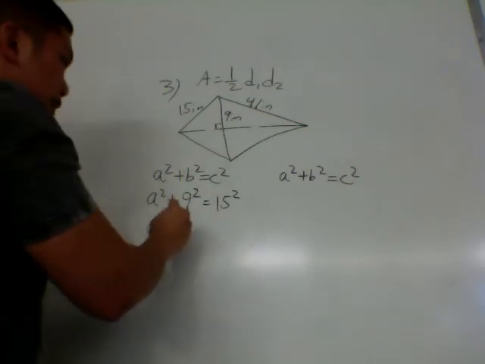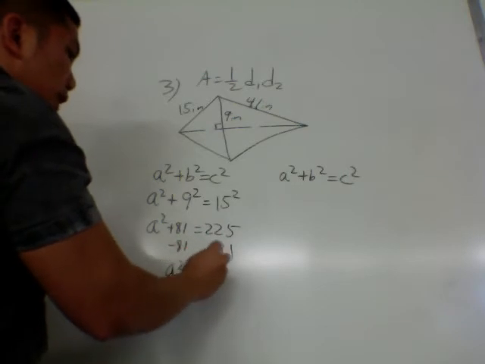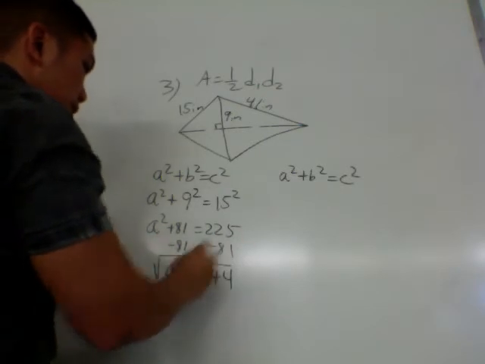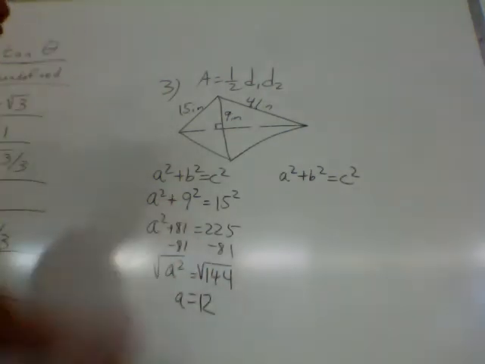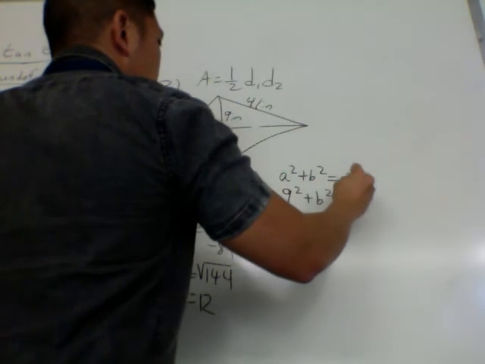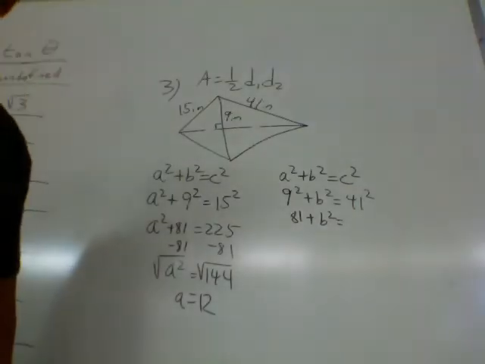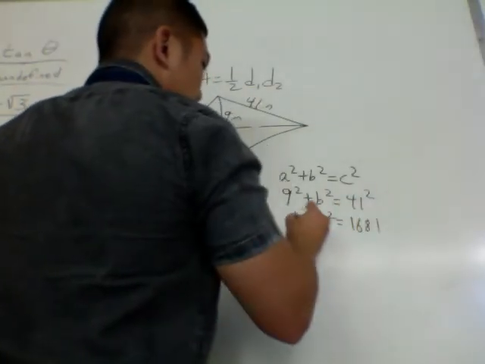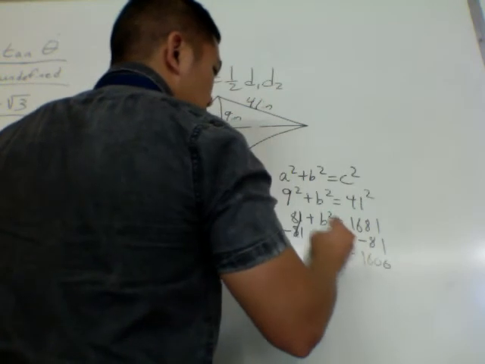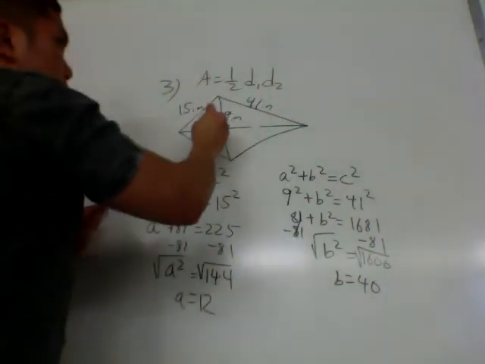So this becomes a squared plus 81 is equal to 225. I subtract 81 from both sides, and I get a squared is equal to 144. So if I square root both sides, a is equal to 12. Okay. I do the same thing on the other side. 9 squared plus b squared is equal to 41 squared. So this becomes 81 plus b squared is equal to 1,681. I subtract 81 from both sides, and I get b squared is equal to 1,600. And so if I square root both sides, I get b is equal to 40. So I know this is 12 here, and I know this is 40.